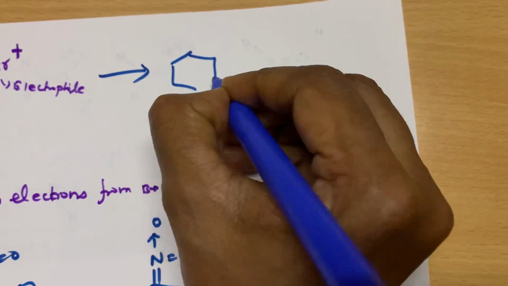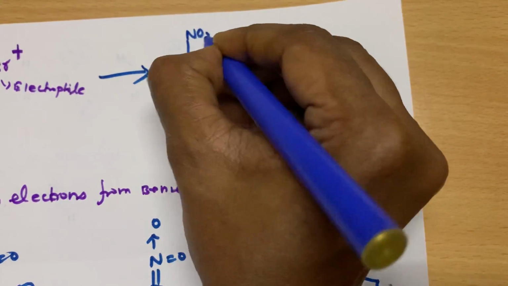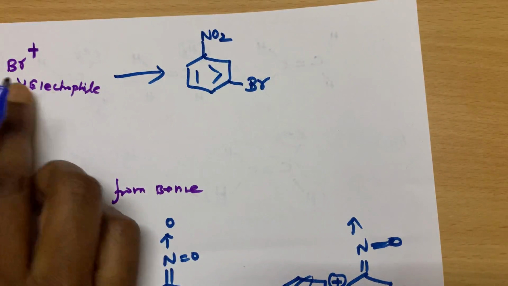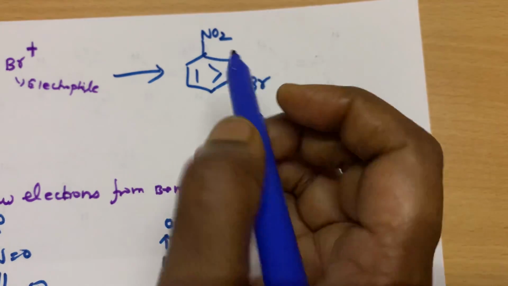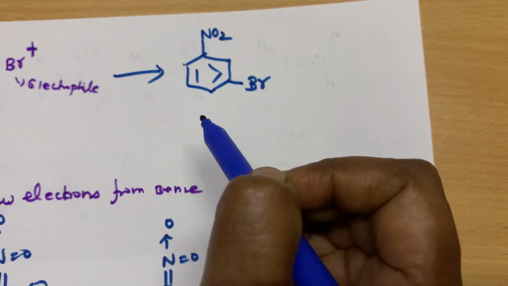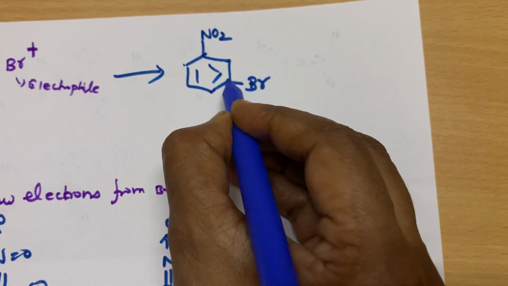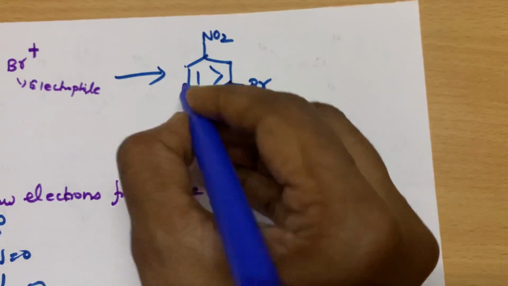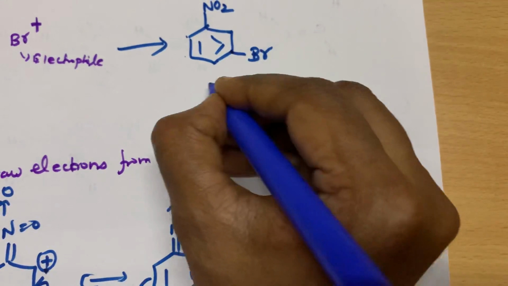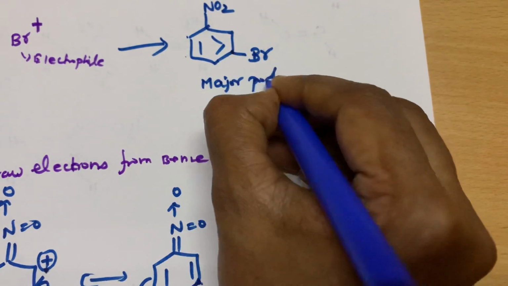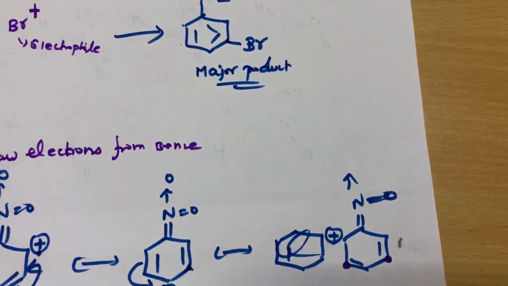So what will you get? The bromine will come and sit here in the meta position, because it is an electrophile and wants some electron density. Because of this nitro group, both the ortho and para have become electron deficient, and a little bit of electron density will be there only in the meta position. So you will get meta-bromo-nitrobenzene as the major product. That's why we call it a meta-directing group. That is the reason. And one more thing I wanted to tell you.